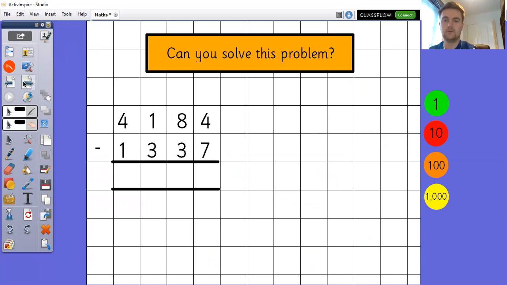So have a go at this one. If you want to show it using place value counters as well, you can, and you may find that you're a little bit more effective than I was there.